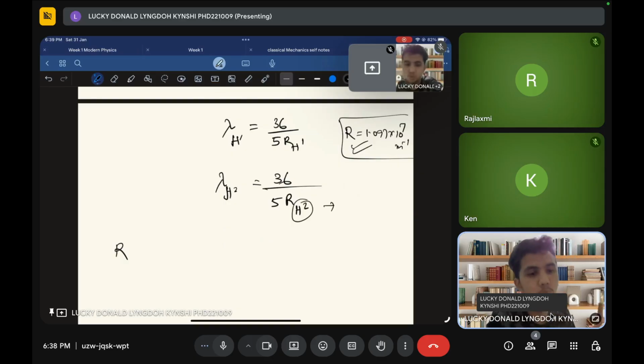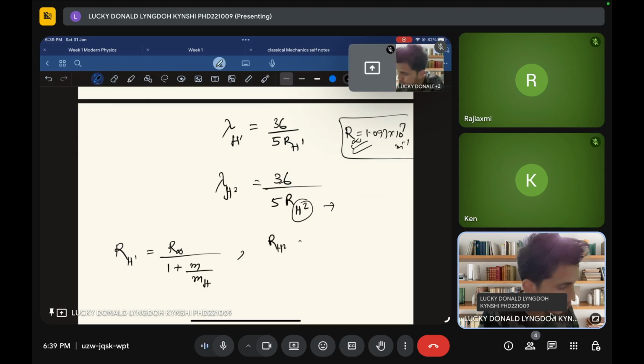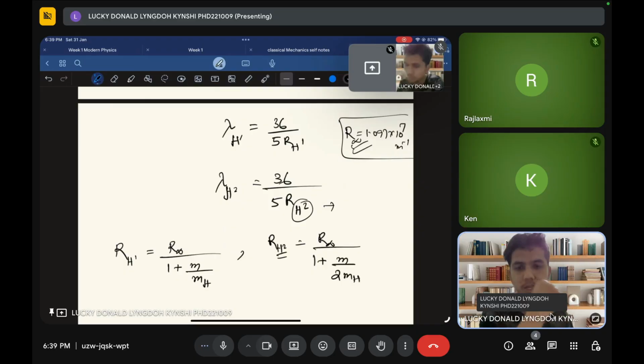H2 is not simply one atom, it is two of them. That is why you cannot use simply this R infinity which we have been talking about. We have to use the R with reduced mass. So R_H1 is equal to R infinity times 1 plus small m divided by the mass of the hydrogen, and R_H2 will be equal to R infinity times 1 plus small m divided by 2 times the mass of the hydrogen. Why? Because there are 2 hydrogen atoms. This is the only difference, otherwise it's the same thing.